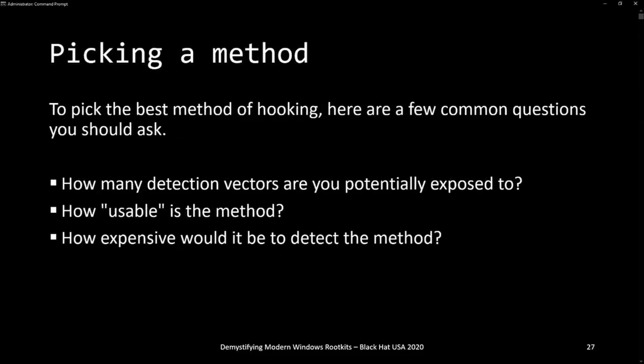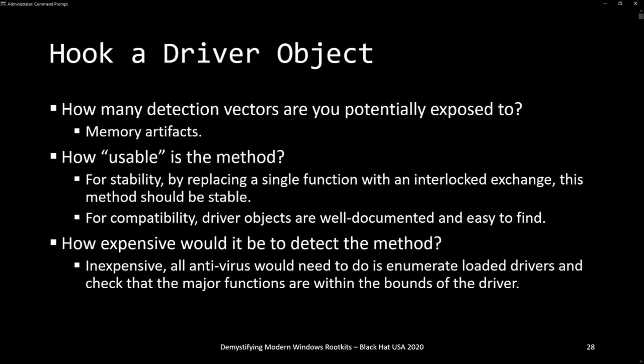So for picking a method, there are a few common questions you should ask yourself. How many detection vectors are you potentially exposed to? How usable is the method from a stability and compatibility perspective? And how expensive would it be to detect that method? So for hooking a driver object's MajorFunction table, you're going to be exposing yourself to memory artifacts. From a usability perspective, it's going to be quite stable because driver objects are well documented and easy to find. Finally, how expensive is it to detect? Well, it's not going to be that expensive because if you think about it, all an antivirus would need to do is enumerate the loaded drivers and check their MajorFunction table for any patches.